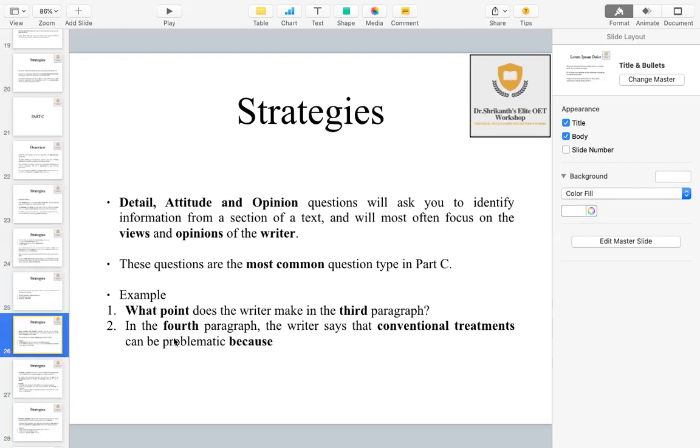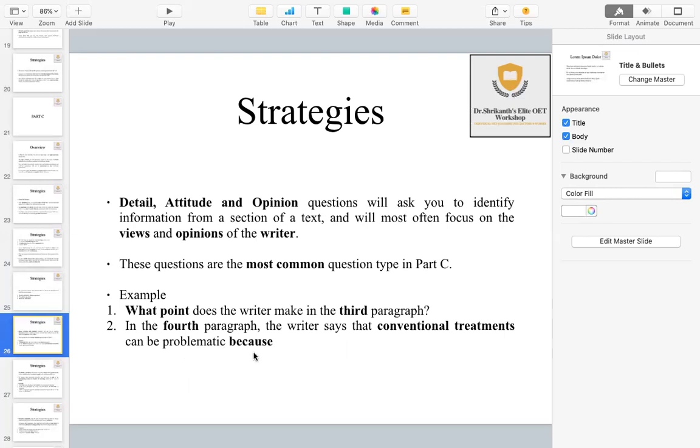And let's see another question type. In the fourth paragraph, the writer says that conventional treatments can be problematic because. So once again, how do we do the keyword analysis? You see the question, you identify the keywords, and you highlight the keywords. Fourth paragraph is a keyword. The writer says that conventional treatments is a keyword, highlight them. Can be problematic, so problematic is also a keyword. Because.